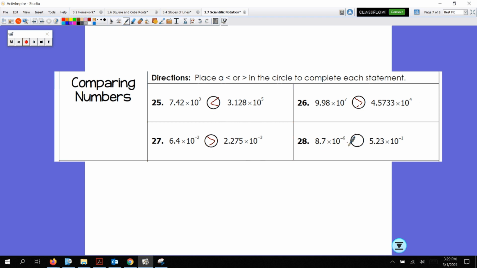Okay? Look at number 28. Who's smaller, -6 or -1? Or maybe I'll say who's bigger, right? If you're thinking -6 is bigger, -6 is farther away from 0 than -1. So -1 is actually bigger. Like that, okay? We will talk more about that tomorrow. Do not worry, do not worry.